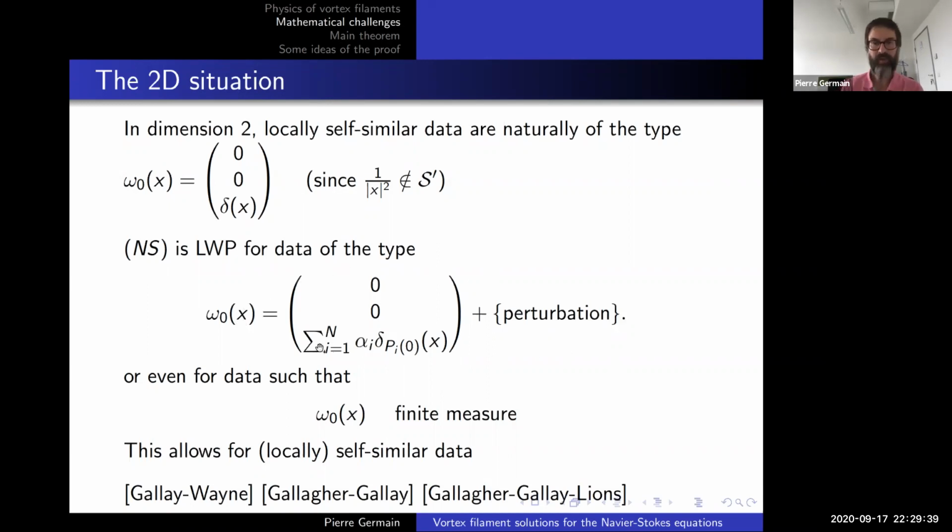so a bunch of delta functions plus a perturbation. And it's been improved to omega naught being a finite measure. And this allows for locally self-similar data. So this has been done by several people. Let me mention Gallay-Wayne, Gallagher-Gallay, and Gallagher-Gallay-Lions. All right, so in 2D, the situation has been completely clarified, but in 3D, this is not the case.